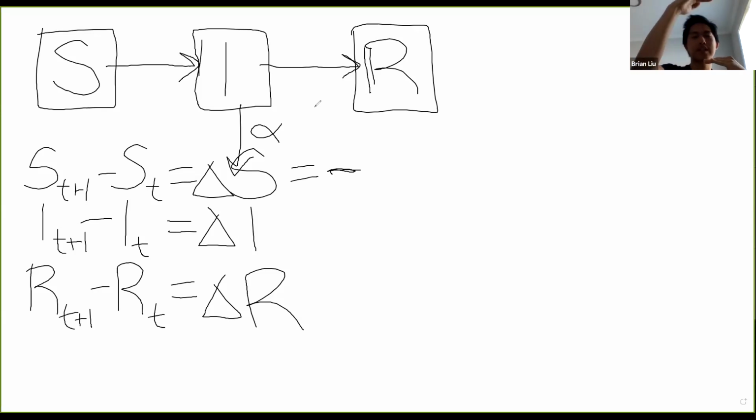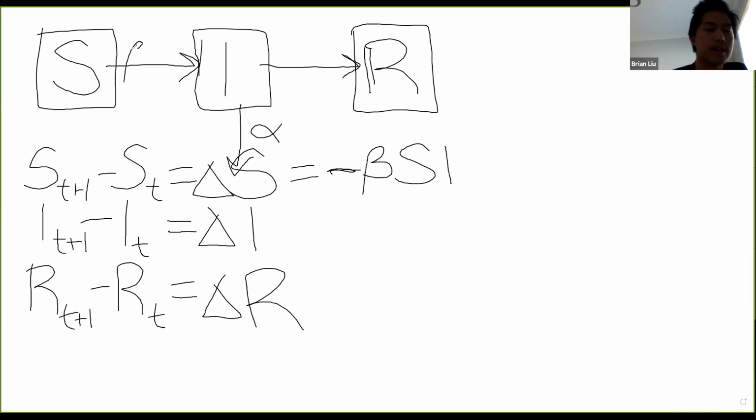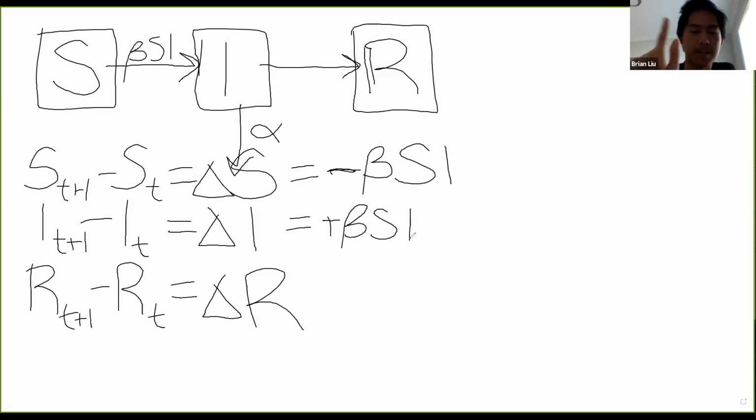And if there are more people infected, then there are more people to infect the susceptible people. So as I increases, the transmission also increases. So it's something times S times I, right? And that something is the transmission rate, beta. So beta S I people go from being susceptible to being infected. That number is taken away from the number of people susceptible, but is tacked on to the number of people infected. So that's plus beta S I right here. But that's not all.